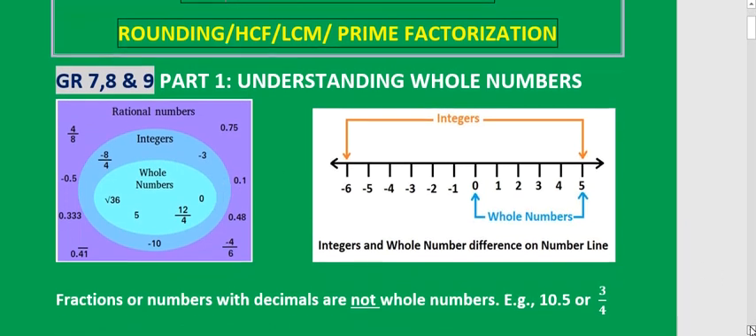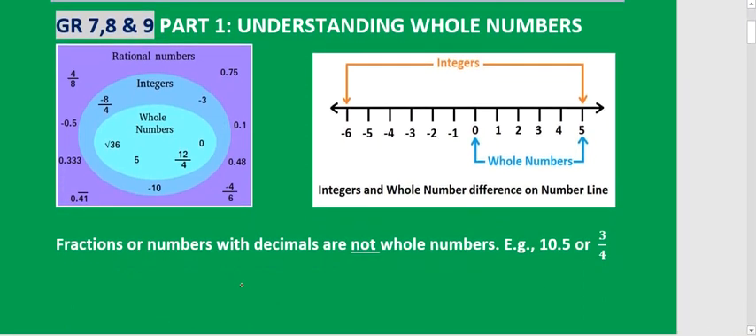So if we look at the example here, the example of 10.5, of course, that is not a whole number. Because of that 0.5 there, if it was 10 on its own, it would be a whole number. But because of that 0.5, the decimal next to the 10, it's not a whole number. And a fraction is also not a whole number. Okay, moving on.